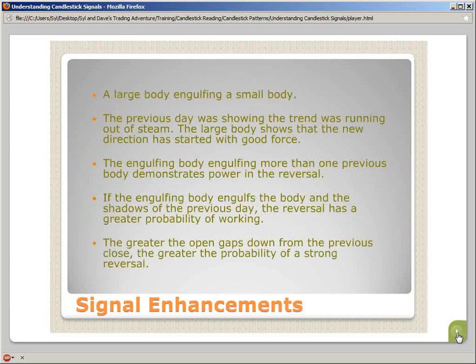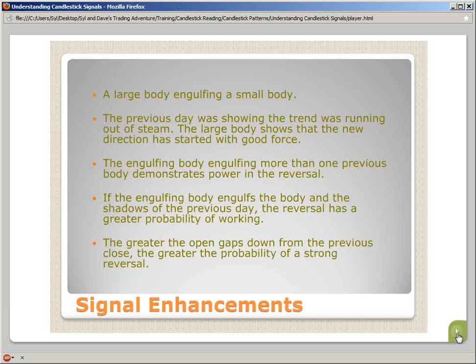So here are some other enhancements to that. A large engulfing, a small, as I said, the smaller the better. The previous day showing the trend was running out of steam. The large body shows that the new direction has started with good force. The engulfing body, the green one in this case, engulfing more than one previous body demonstrates power in the reversal. If the engulfing body engulfs the body and the shadows as well, the reversal has greater probability of working, so the stronger the signal.